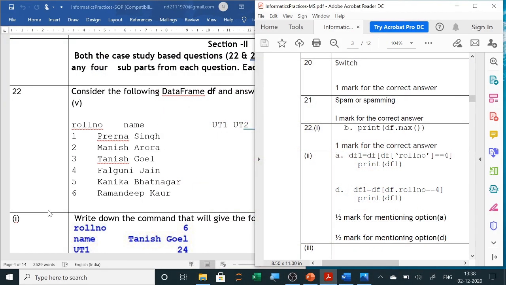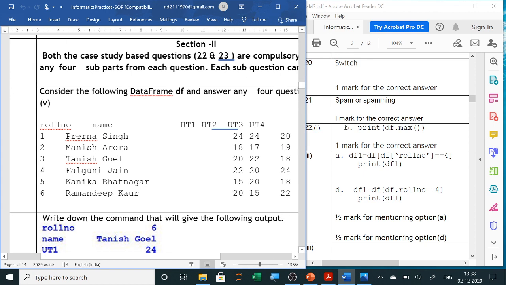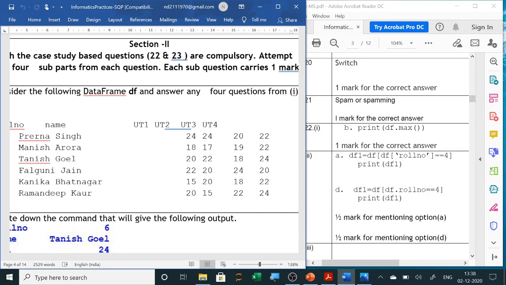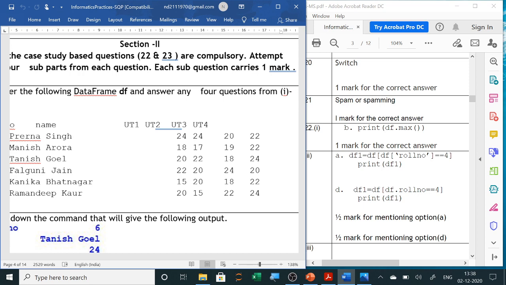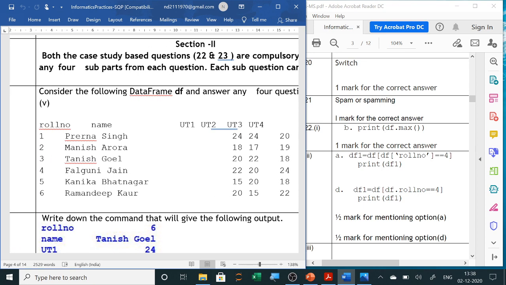Now you can see the question paper. We are starting from section 2. There are 2 case studies, and both the case studies are compulsory. Attempt any 4 subparts from each section. Each subpart carries 1 mark. So 1 mark questions will be there on this case study.